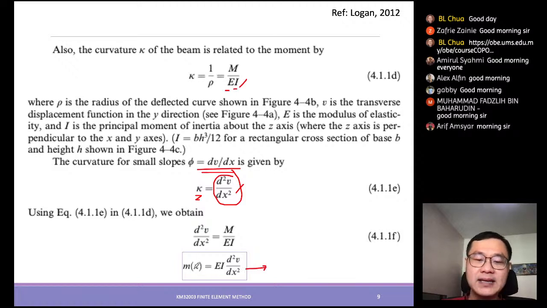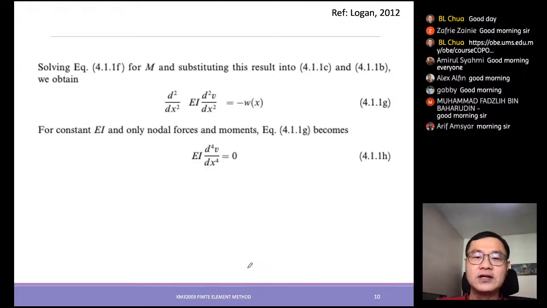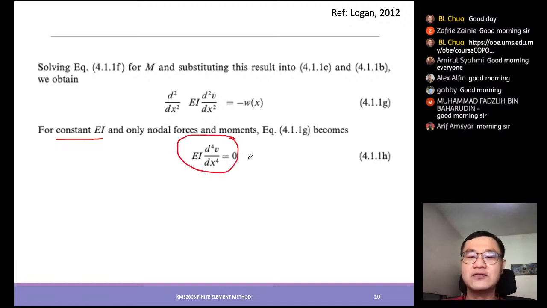So the moment at any particular point across x will be equal to EI d²v over dx². So you have this second order derivative of v itself. Further on you can derive, and when the constant EI is applied, our equation should be equal to 0 for EI d⁴v over dx⁴. So this is the idea behind the beam theory itself.